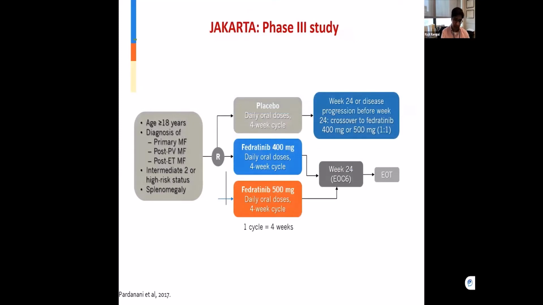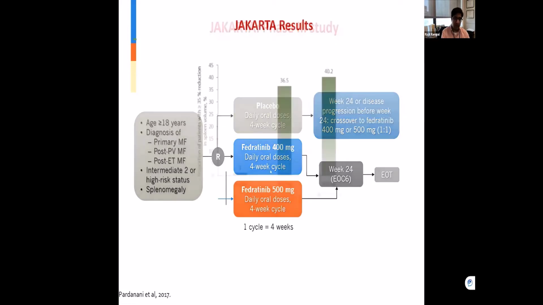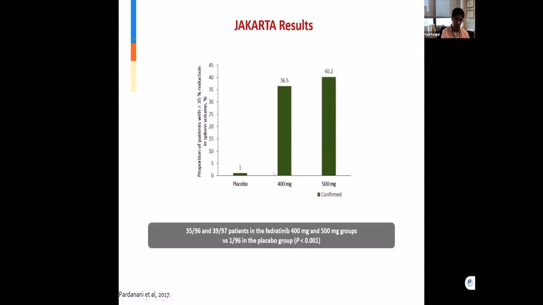There's a drug called fedratinib, which was studied in what's called the Jakarta study, where people got placebo or they got fedratinib. And the same sort of things were seen as I showed you with ruxolitinib, right? So if you look at the proportion of patients who got this 35% spleen reduction, it was 36% or 40%, depending on the dose of fedratinib that was used, but it was 1% in people who got placebo. So that was really significantly different.